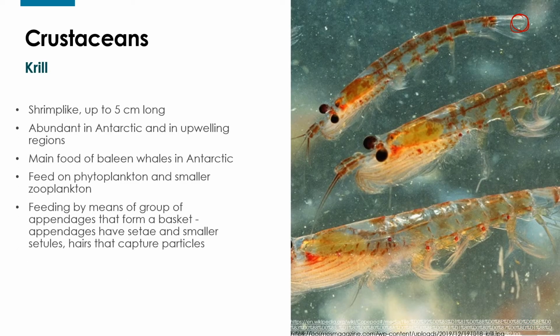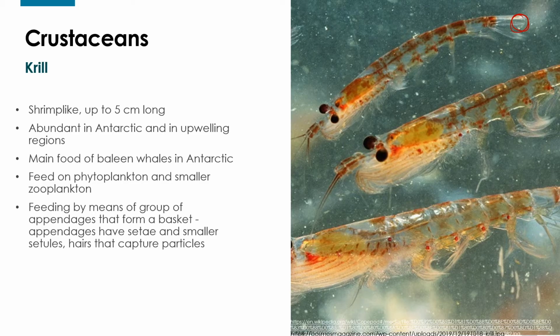Then, the next group are krill. Krill are shrimp-like. We probably have seen these a lot. If you've seen any nature documentaries like Planet Earth, you've probably seen those giant swarms of krill in the ocean and the majestic baleen whale swimming through the ocean to gobble up all of the krill, right? Krill are a very important food source for many animals in the ocean, and they are abundant in the Antarctic and in upwelling regions. This is also a main reason why many large marine animals will migrate to the Antarctic or to colder regions, because they're looking for this krill to eat. Again, they're the main food of baleen whales in the Antarctic.